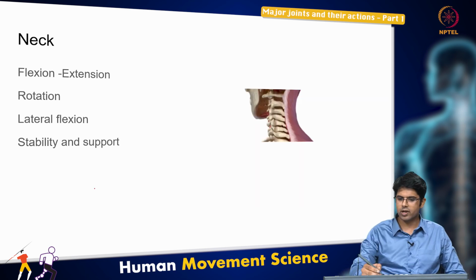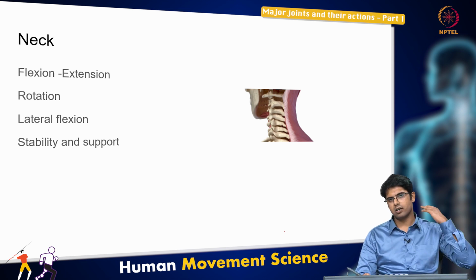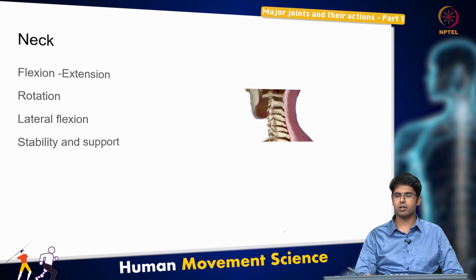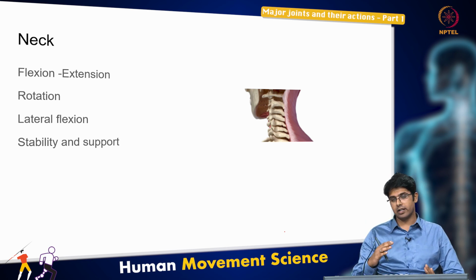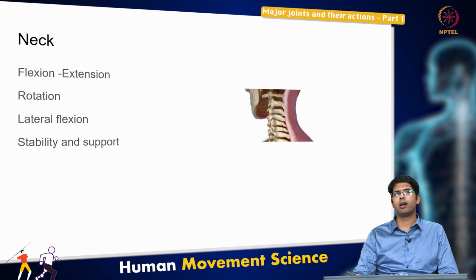Finally, the last thing I would like to talk about is the role of the neck in providing stability and support. Since we said that the neck is made of 7 blocks, the cervical vertebrae aligned in sequence, they are dynamically stabilized by these muscles and ligaments. One of the key functions of the neck on a day-to-day basis is to keep the head upright and allow us to interpret the world, right?